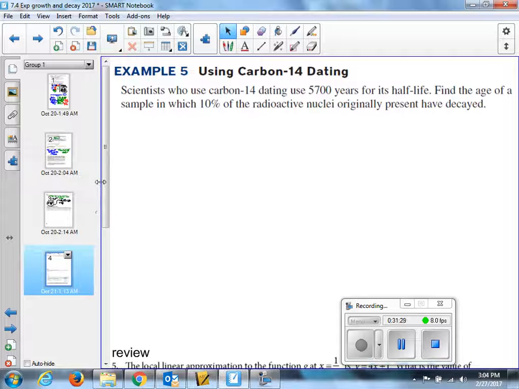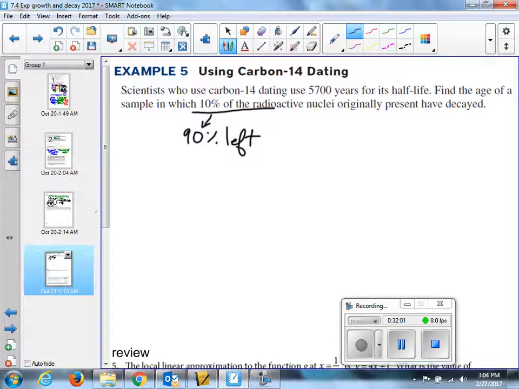Okay, scientists who use carbon-14 dating use 5,700 years for its half-life. Find the age of a sample in which 10% of the radioactive nuclei have decayed. This is how they date fossils and human remains and stuff like this. So if 10% is decayed, how much is left? 90%, right? That's the important thing to realize, the way it's written. 90% is left. Now, as a decimal fraction, that's 0.90.